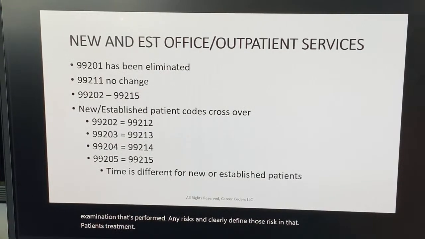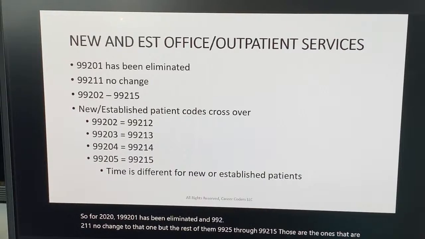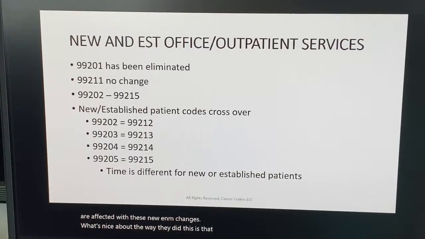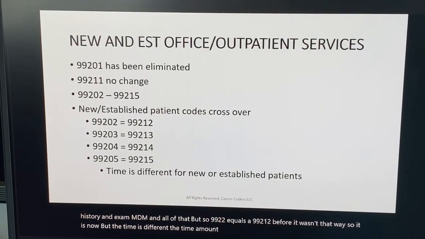So for 2021, 99201 has been eliminated, and 99211 has no change. But the rest of them, 99202 through 99205 and 99212 through 99215, are the ones affected by these changes. What's nice about the way they did this is that they cross over, so 99202 equals a 99212. Before it wasn't that way, so it is now. But the time is different. The time amount is different for new versus an established patient.